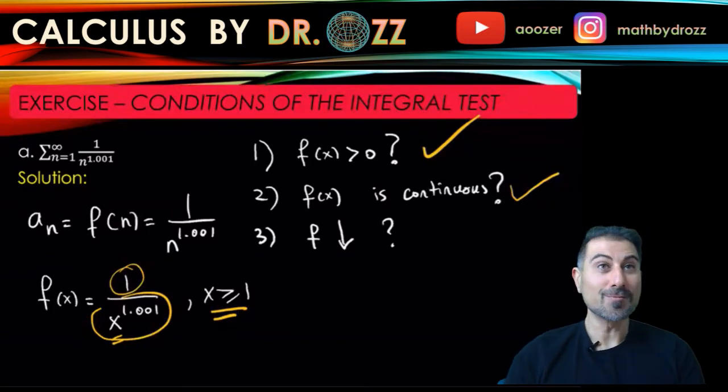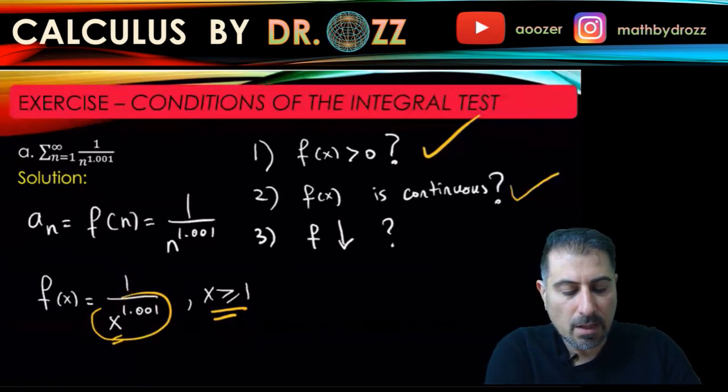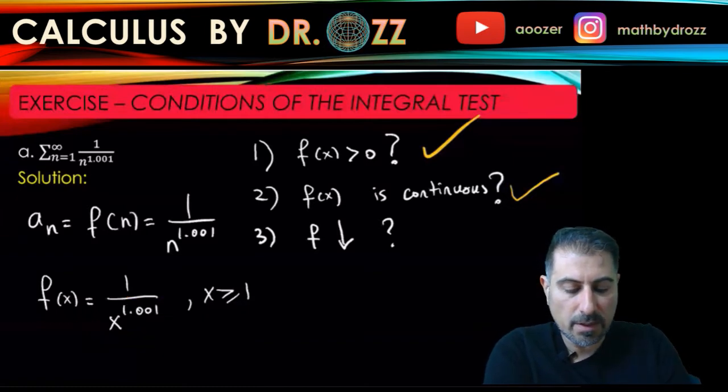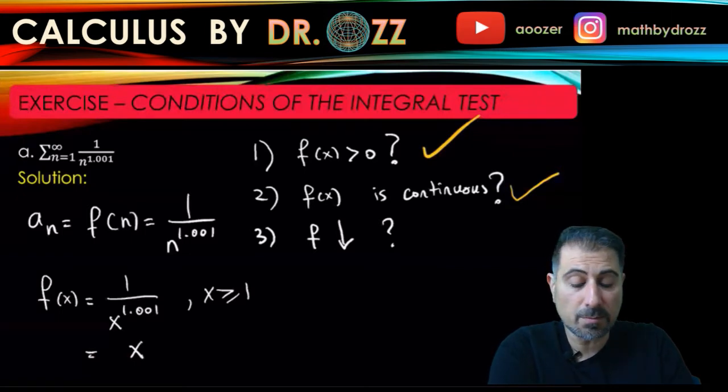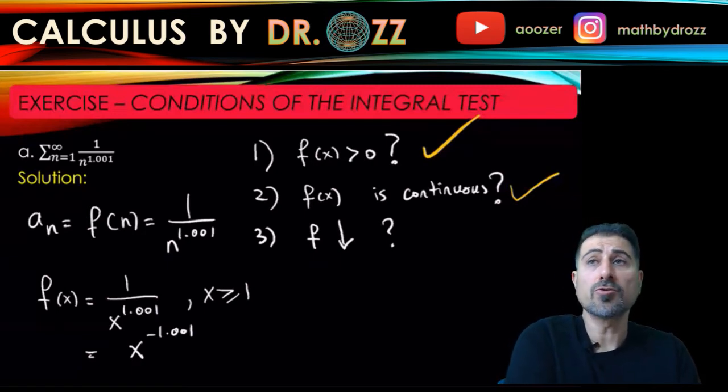And how about f being decreasing? Well, we're going to use the first derivative test. We're going to use calculus 1 to prove that. But before we do that, why don't we rewrite this expression as an exponential expression, x to the power of negative 1.001, so that we can use the power rule rather than the quotient rule to take the derivative of f.